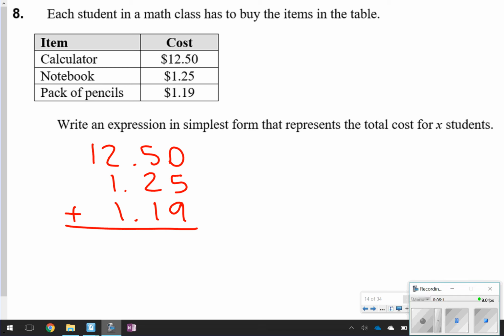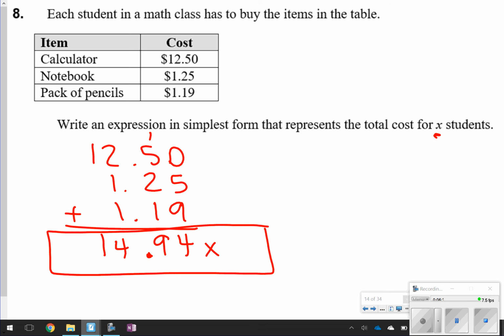First thing you need to make sure is that you added all these together. So it's going to be 14, 5, 7, 8, 9, 4, and then 14. And then each student has to buy them, so x would represent students, so you have to multiply by the number of students you're going to have in that class. So your answer is going to be 14.94x.